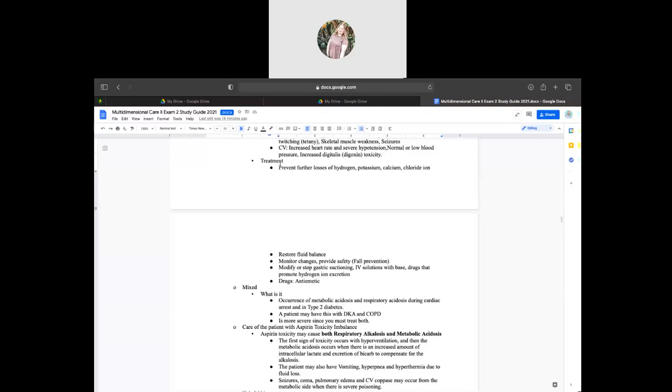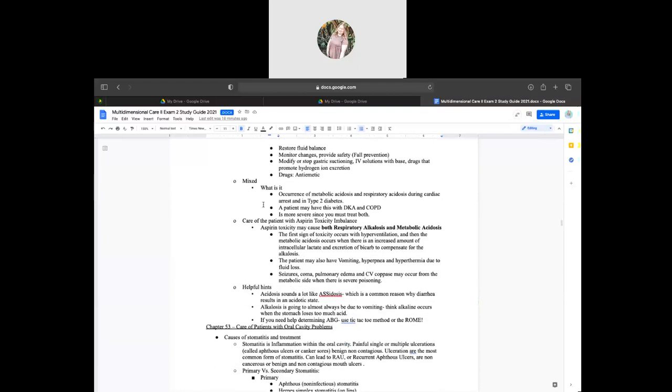And that's where you can have mixed imbalances. So one imbalance may cause another. It just depends on the condition. It may be because of cardiac arrest, DKA, COPD, and often your mixed imbalances are going to be more severe, so you must treat both.